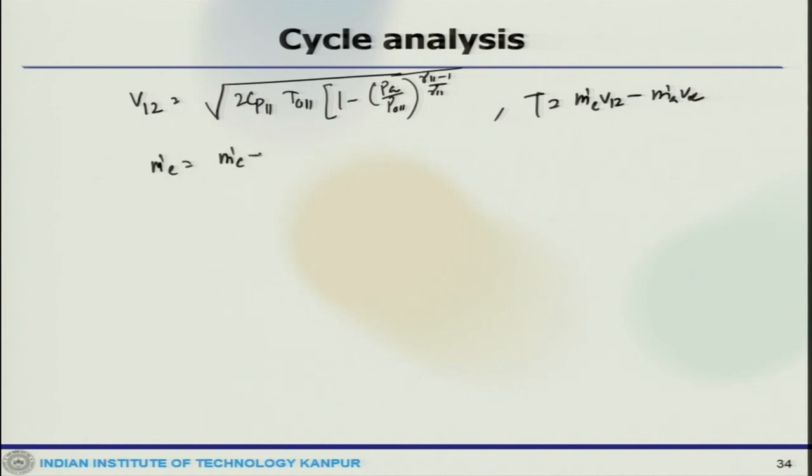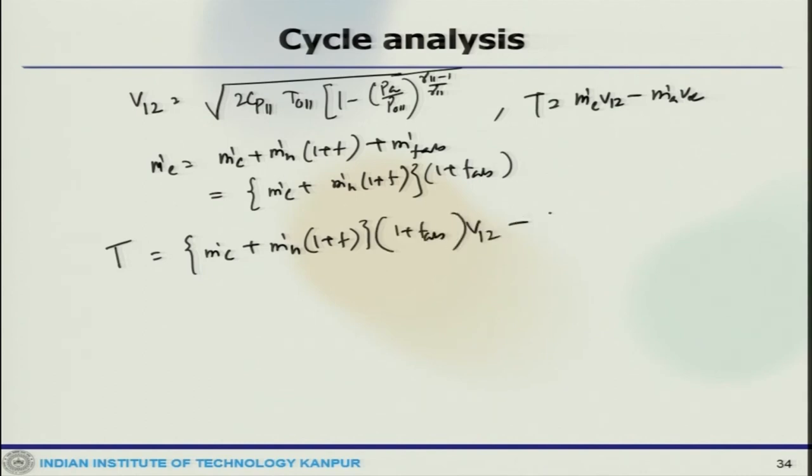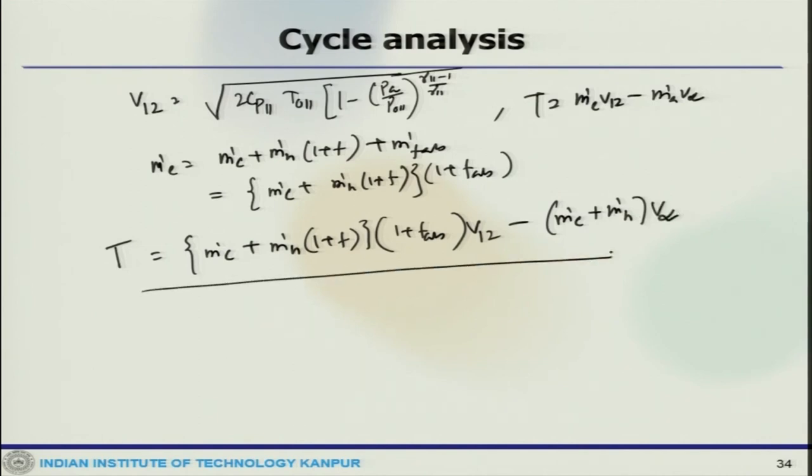where m dot A is defined as m dot C plus m dot H plus m dot AB, which is m dot C plus m dot H times 1 plus f times 1 plus f AB. So the thrust force we can rewrite as m dot C plus m dot H times 1 plus f times 1 plus f AB times V12 minus m dot C plus m dot H times V infinity. Similarly, the two spool turbofan with afterburner can be calculated. So we will stop the discussion here and continue for other different kinds of configuration in the next lecture.